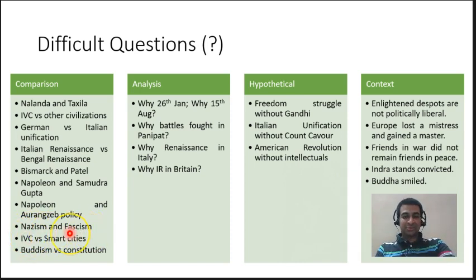Again, much easier because both are from your modern world history. The Nazism of Hitler and the fascism of Mussolini, how they are the same, how they are different. Or now this is where it gets even more difficult: compare and contrast Indus Valley civilization with smart cities. Now this is where students are completely clean bowled.